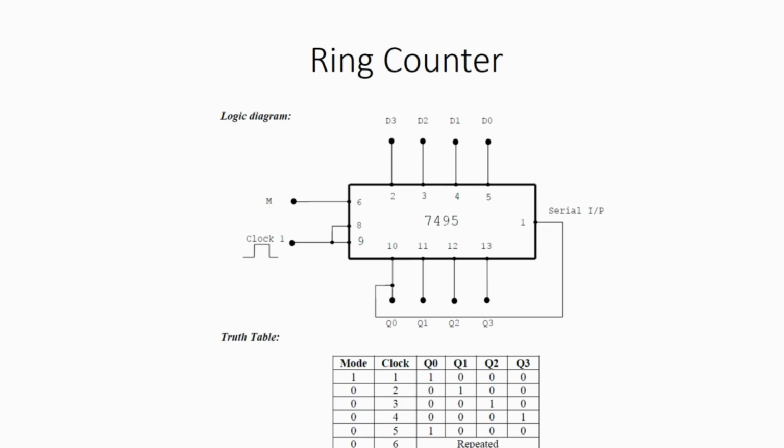So the next state is 0100. When a third clock pulse is given, the state will be 0010. For the 4th clock pulse, the state would be 0001. For the 5th clock pulse, the same counts are repeated again and again. So for a 4-bit shift register, it's possible to design a 4-bit ring counter.